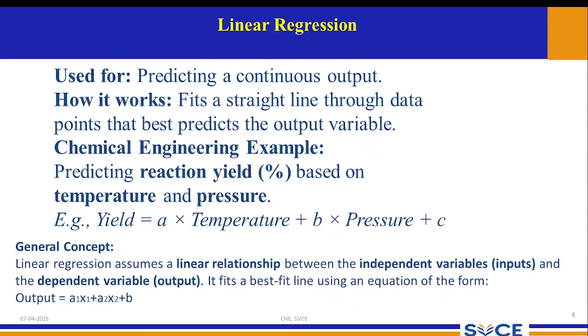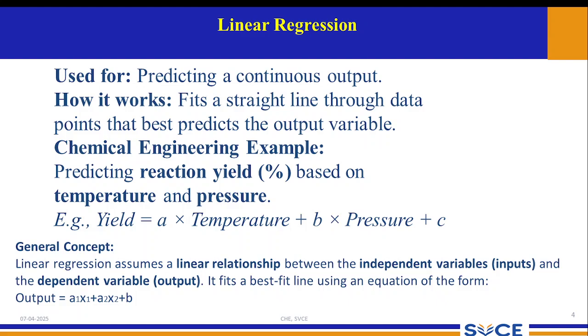Linear regression is used for predicting a continuous output. How does it work? It fits a straight line through data points that best predicts the output variable. For example, the yield depends on the temperature and pressure, in the y equals mx plus c format. Here a is the coefficient, x is the variable temperature, and the other variable is pressure. They have coefficients a and b. So the yield equals a times temperature plus b times pressure plus c.